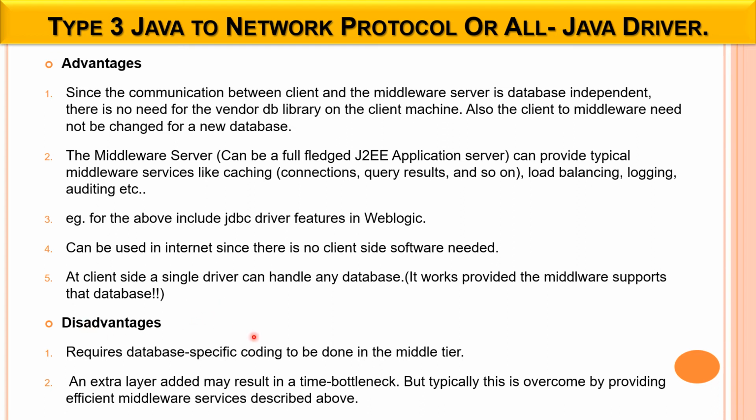But there are some disadvantages. What are those? It requires database specific coding to be done in the middle tier, and an extra layer is added. It may result in a time bottleneck, since some time will be consumed, and typically this is overcome by providing the efficient middleware services described above. So these are some advantages and disadvantages of this all Java driver, that is Java to network protocol.